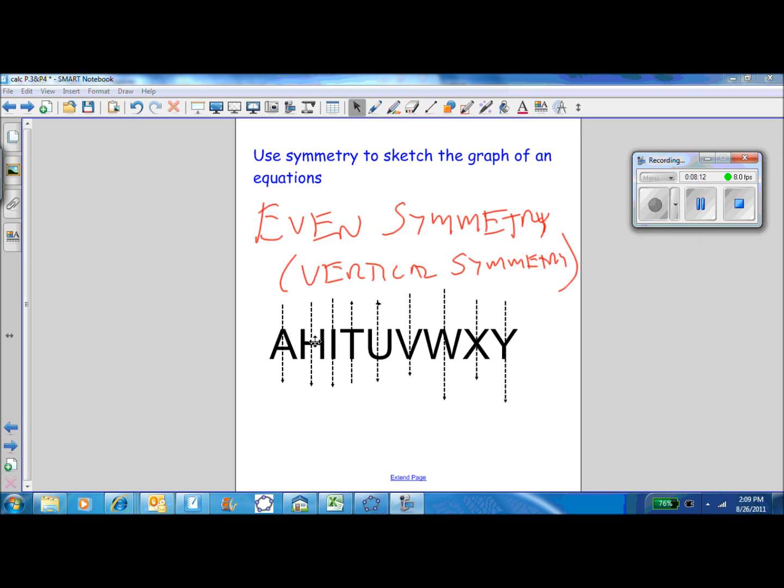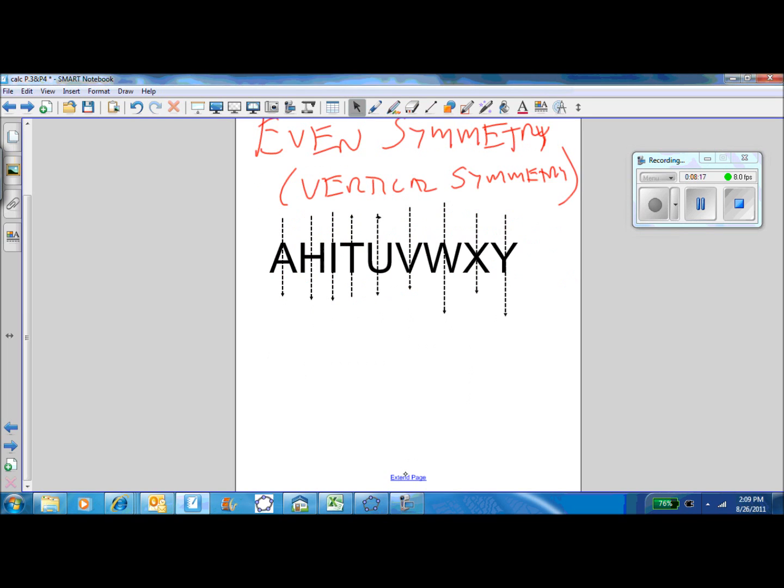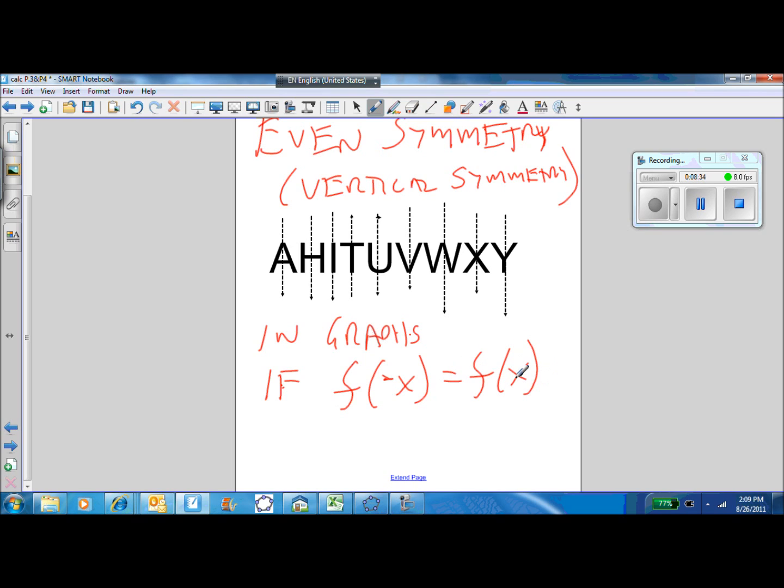Okay, do you see the vertical symmetry in each of these letters? We look for the same thing in graphs. We call it even symmetry in graphs. If f of negative x equals f of x, this is a way you can tell that a function has even symmetry. And graph-wise, that's the functional notation.